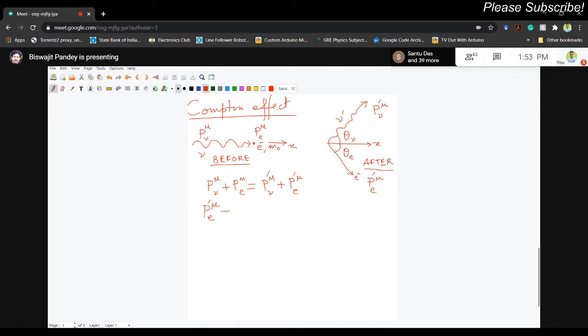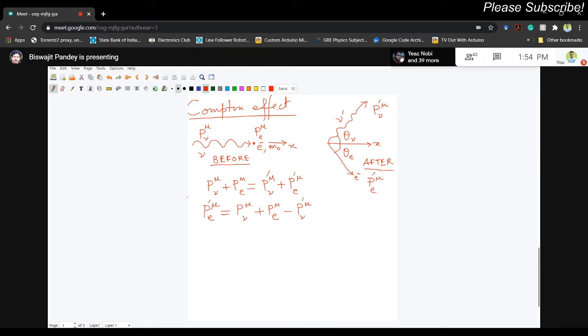It's not a trick really, it's a choice of rewriting things. So I am writing p mu prime electron equal to p mu photon plus p mu electron minus p mu prime photon, because they are vectors. If I write this way, the advantage is that when I take the norm on both sides, if I take the norm on the left hand side, you tell me what is the quantity on the left hand side.